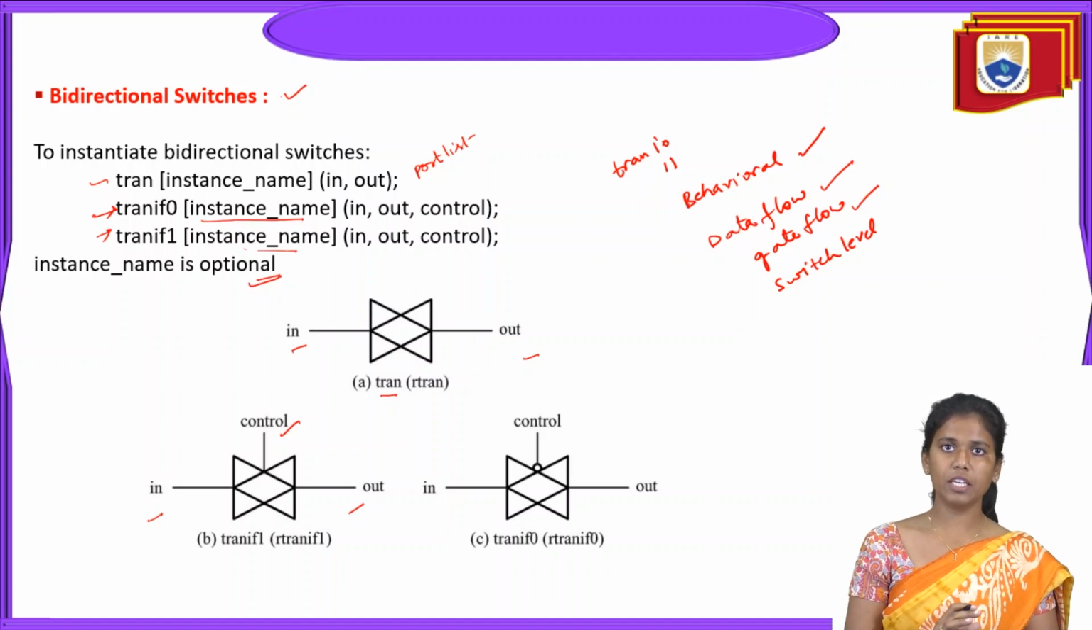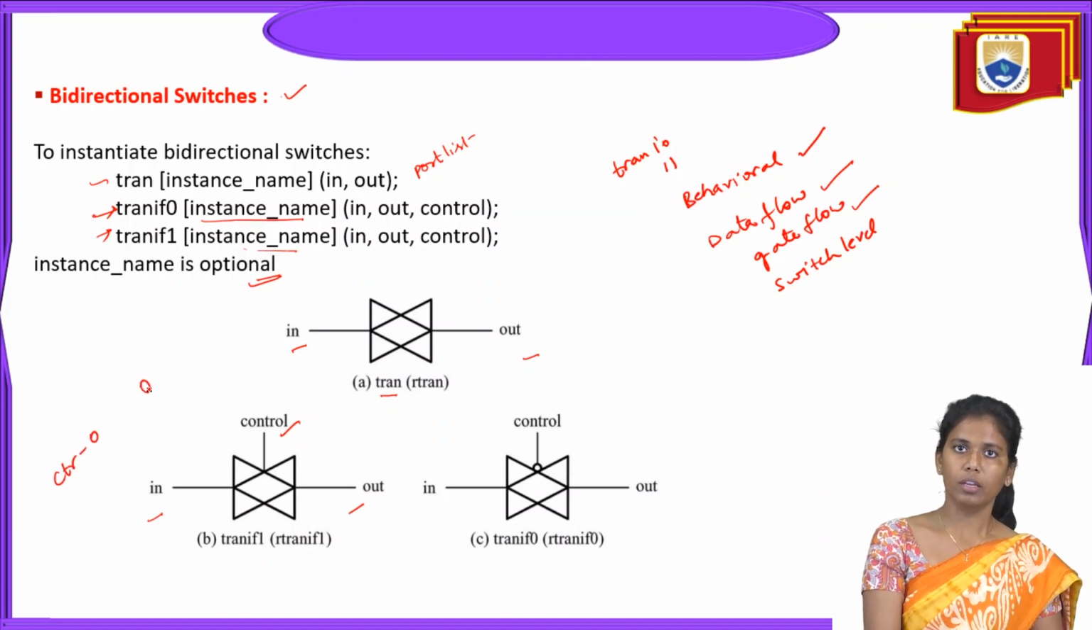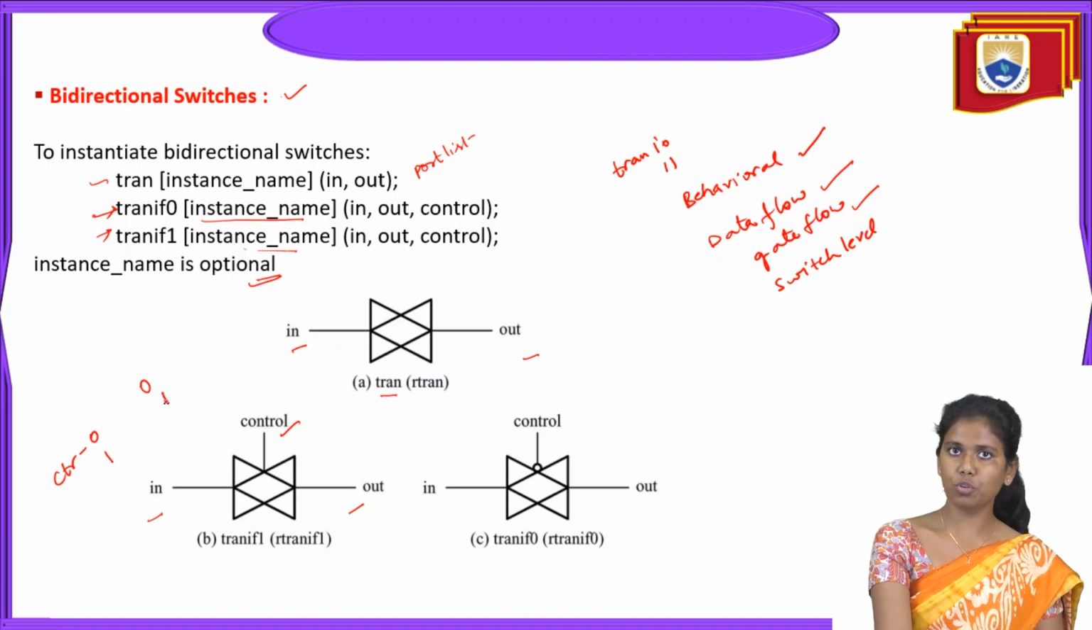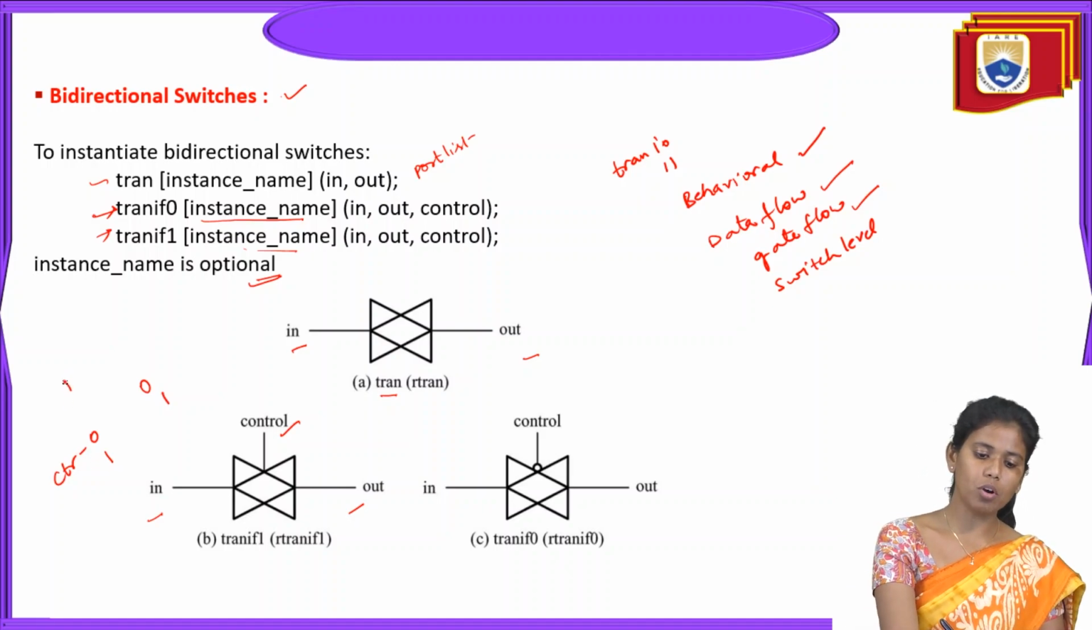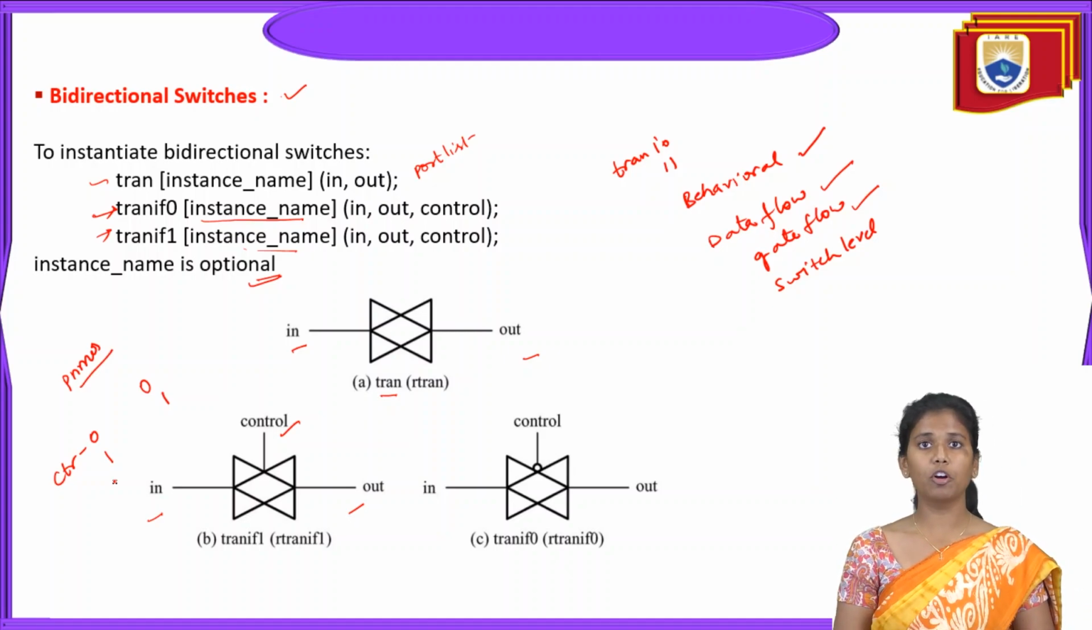Okay, if it is tran if 0, based on the control signal, if the control signal is 0, the switch goes on. If the control signal is 1, the switch goes off. So based on the control signal, the enabling of the PMOS and NMOS transistors works.